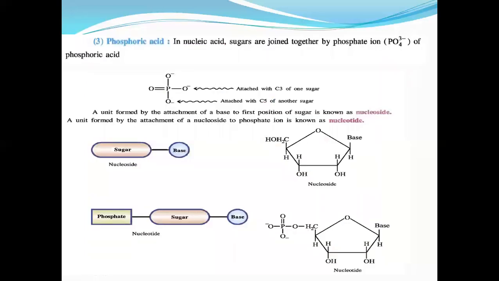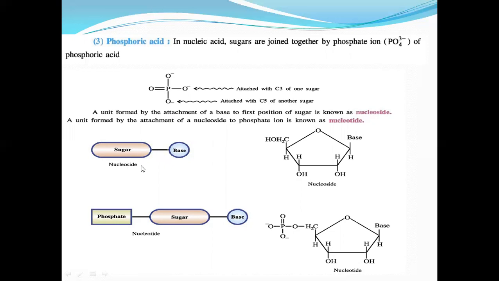Now phosphoric acid. Phosphoric means it consists of phosphate. Phosphate means PO4 minus. So the structure shows P with 4 oxygens. Oxygen requires 2 bonds. So O minus and O minus over here, attached with the C5 of the sugar over here.